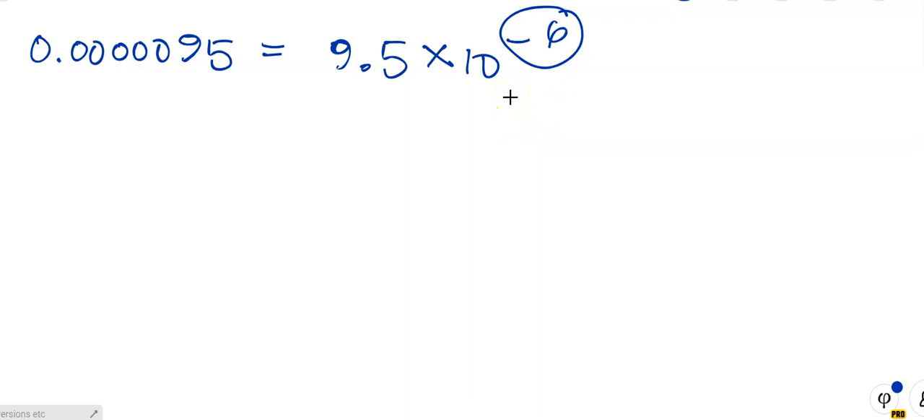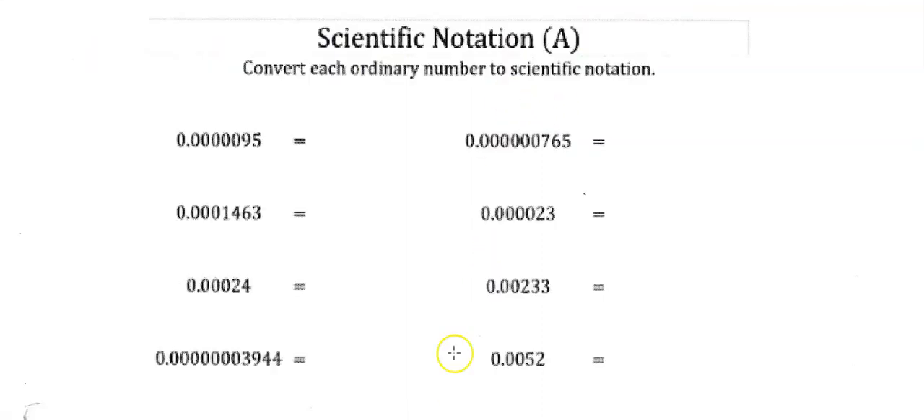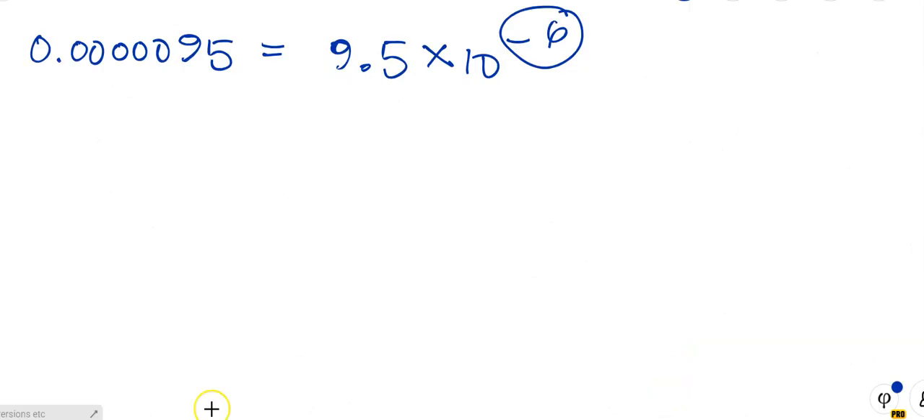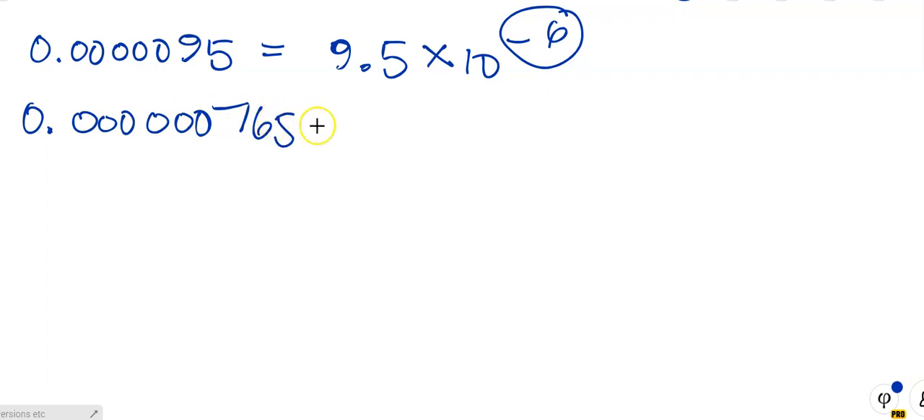Okay. Right. Let's do the next one. I'm going to take that one there: 0.0000765. Write it in scientific notation.